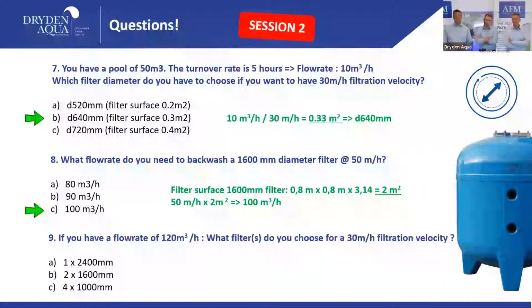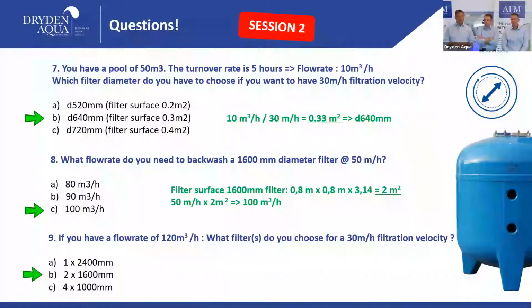So A, one filter of a diameter of 2400, B, two filters, diameter 1600, or C, four filters of a diameter of 1000. That's a real case. Victor, in Russia, for example, you know, that was our 25-meter pools that you always build in Russia, roughly for 480 cubic meters divided by 4. If we stay with the simple formula, 120 cubic meters, what filters should you choose?